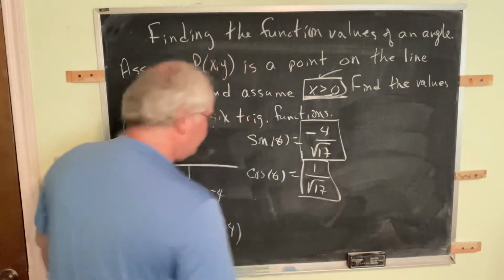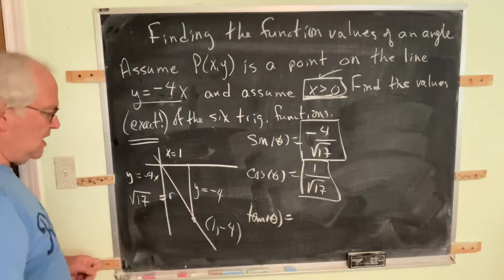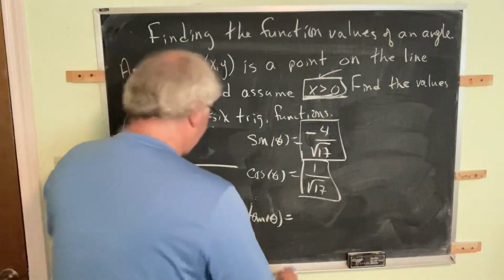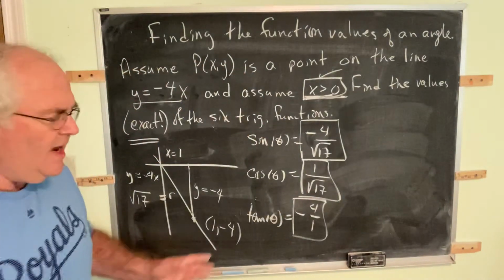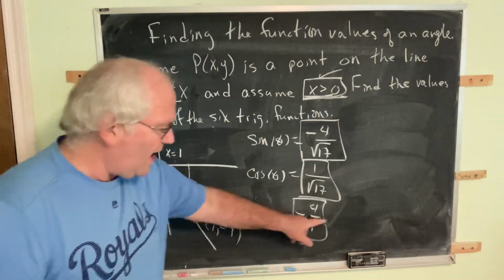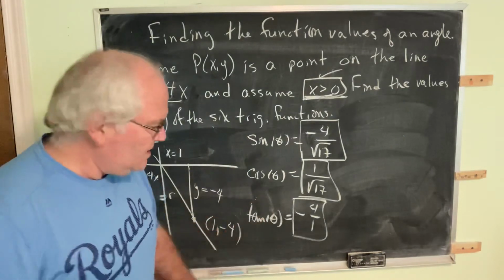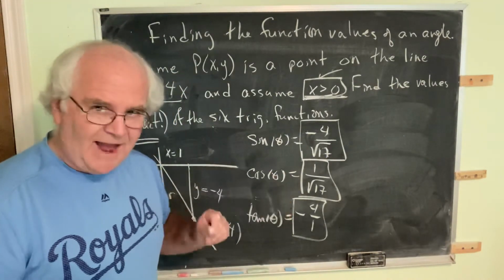Tangent of theta is given by y over x. That's negative 4 over 1. You do not need to simplify. Now, it's not asking too much. Probably you wouldn't have any trouble writing that as negative 4. But as far as I'm concerned, that is perfect. That's just fine. You don't need to start picking at it.